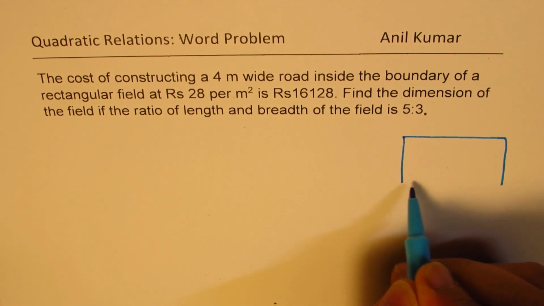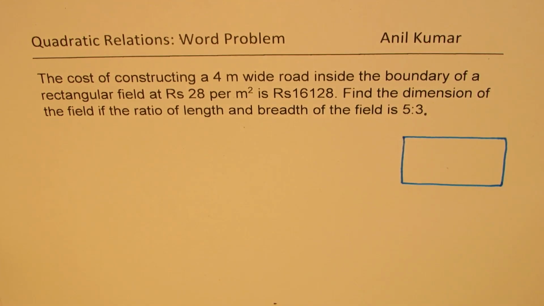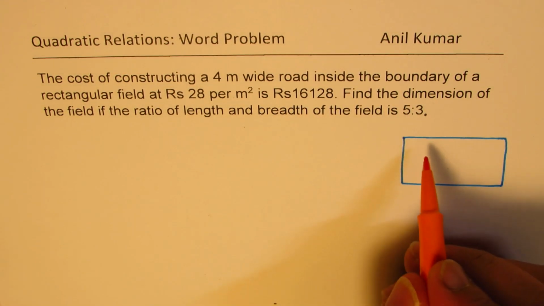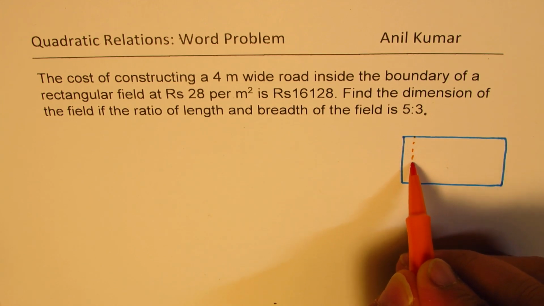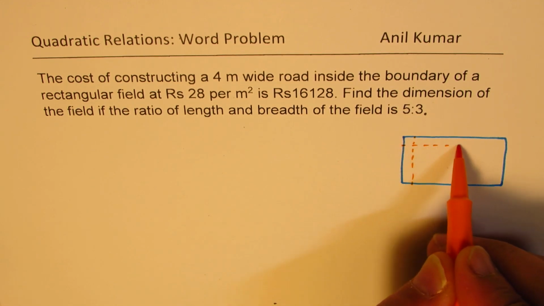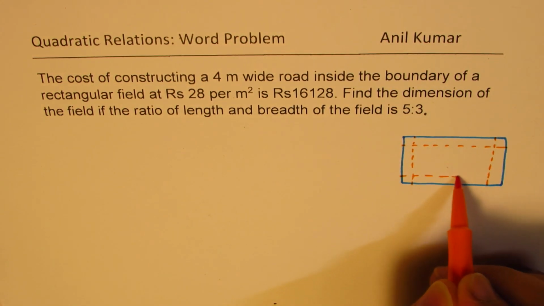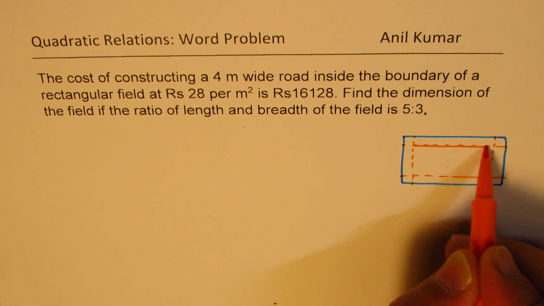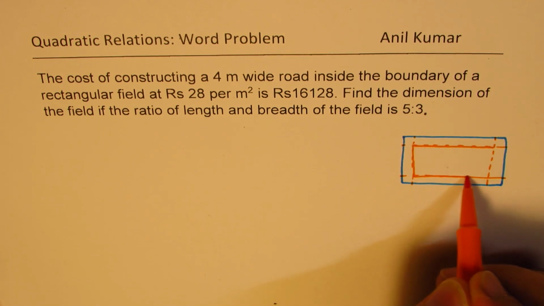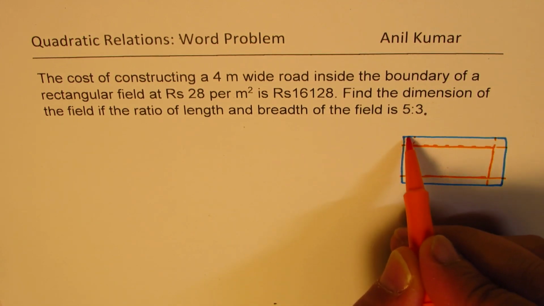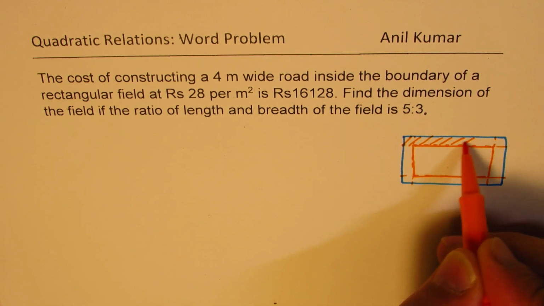So let us first make a sketch. Let this be the rectangular field in which we are going to construct a 4-meter wide road inside, right? So that means that is our 4-meter wide road inside. So we'll say like this. So that becomes our road, right? So this is the road area.